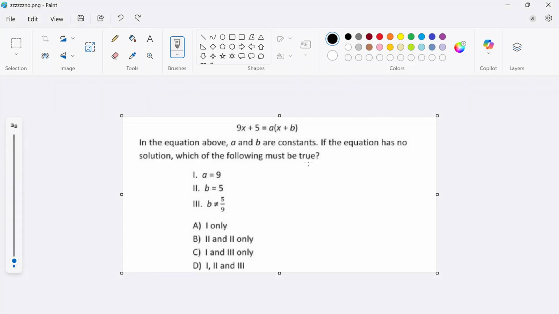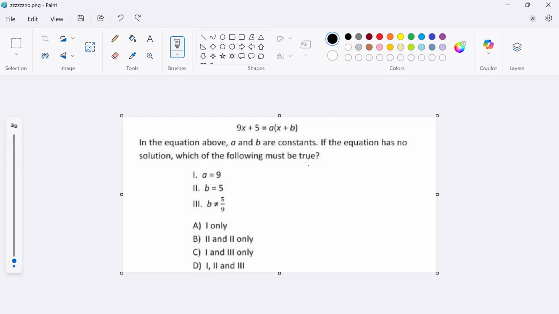This is a digital SAT question on linear equations with two variables, systems of equations. It says 9x plus 5 equals a times x plus b, and in the equation above a and b are constants. If the equation has no solution, which of the following must be true? A equals 9, b equals 5, b does not equal 5/9. Then options A, B, C, D are combinations of those.